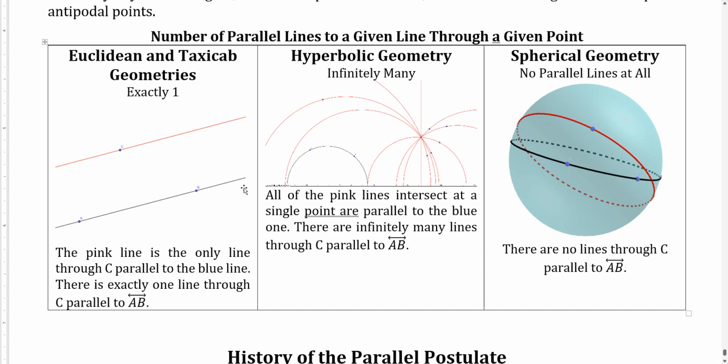Here, if you start with the line here in Euclidean geometry, take a point not on it, there's exactly one line parallel to that. But look at the situation here in hyperbolic geometry. Here we have a line, this darker line here, and then we have a point over here, and all of these red lines here go through that point, and they do not intersect this line. They're in the same plane.